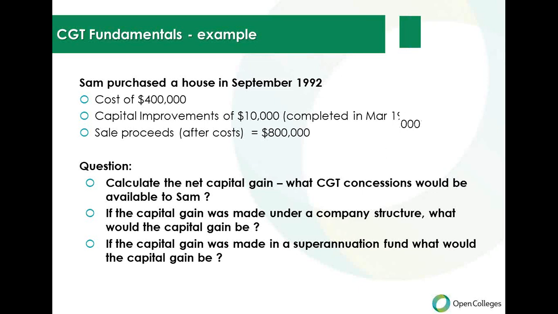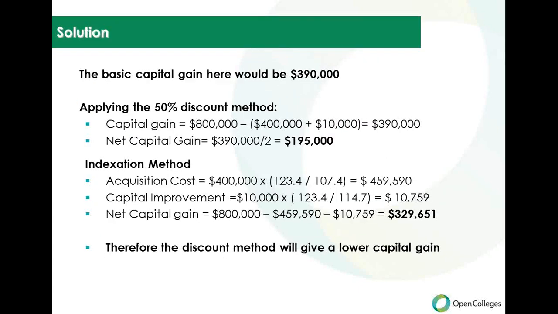Sam the individual. The basic capital gain would be $390,000. So $800,000 minus the $410,000 gives you a gain of $390,000. But if you apply the indexation method, your capital gain is only $195,000. For the indexation method, you need to use 123.4 as the numerator, and 107.4 as the denominator. So 123.4 is always on top in the calculation, and then you divide that by the index factor in the period of the cost. So it's quarterly indexation factors.